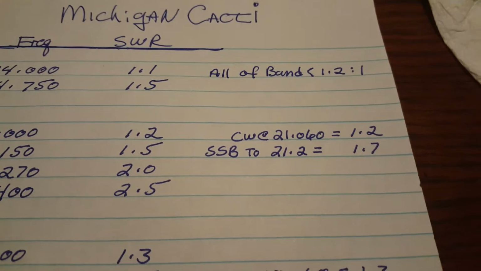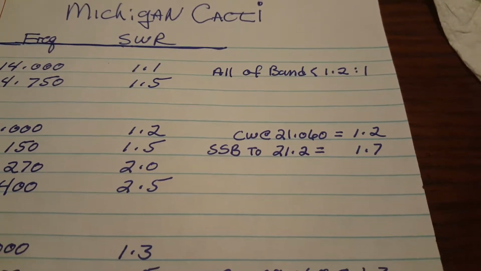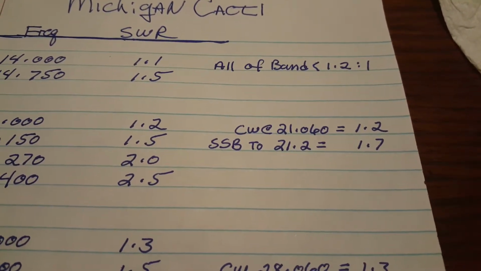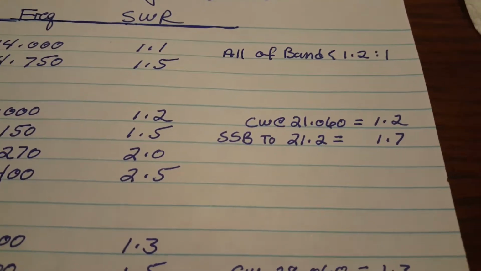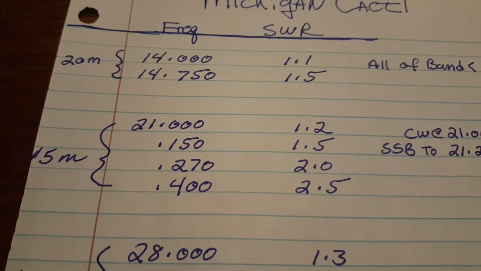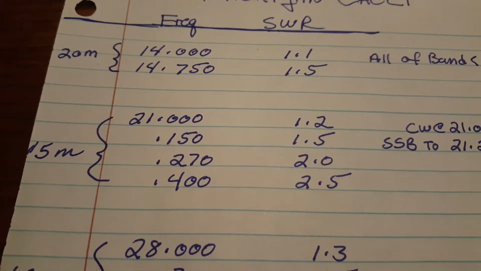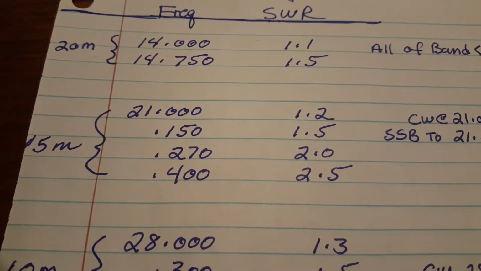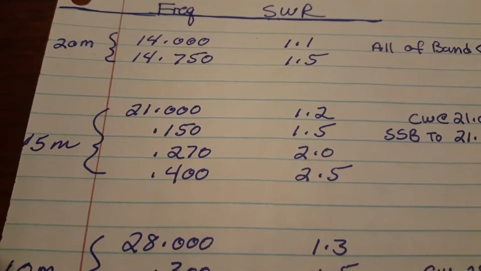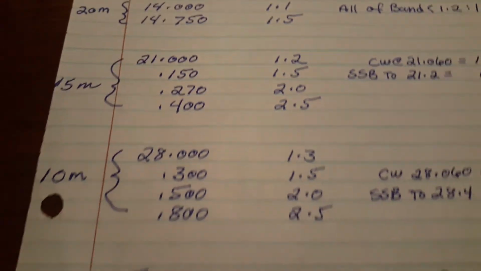With 1.2 to 1, and the SSB portion up to 21.2 at 1.7 to 1 SWR. It's 400 kilohertz on 15 meters with a 2.5 to 1 SWR. That's the bandwidth on 15.